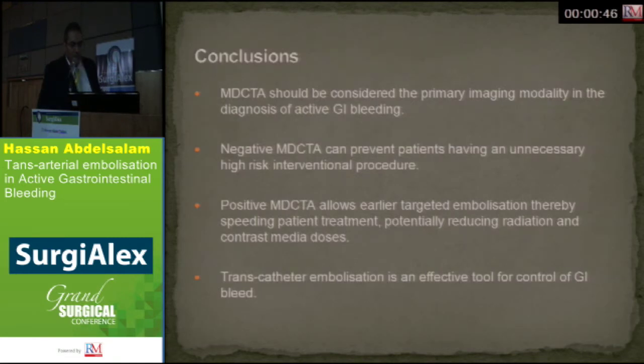Conclusion, multi-slice CT is considered as a primary imaging modality in diagnosis of active GI bleed. A negative CT angiography can prevent patient having an unnecessary high-risk interventional procedure. A positive CT angiography allows earlier targeted embolization therapy, speeding patient treatment, and potentially reducing radiation and contrast media doses. And again, transarterial embolization is an effective tool for control of GI bleed.